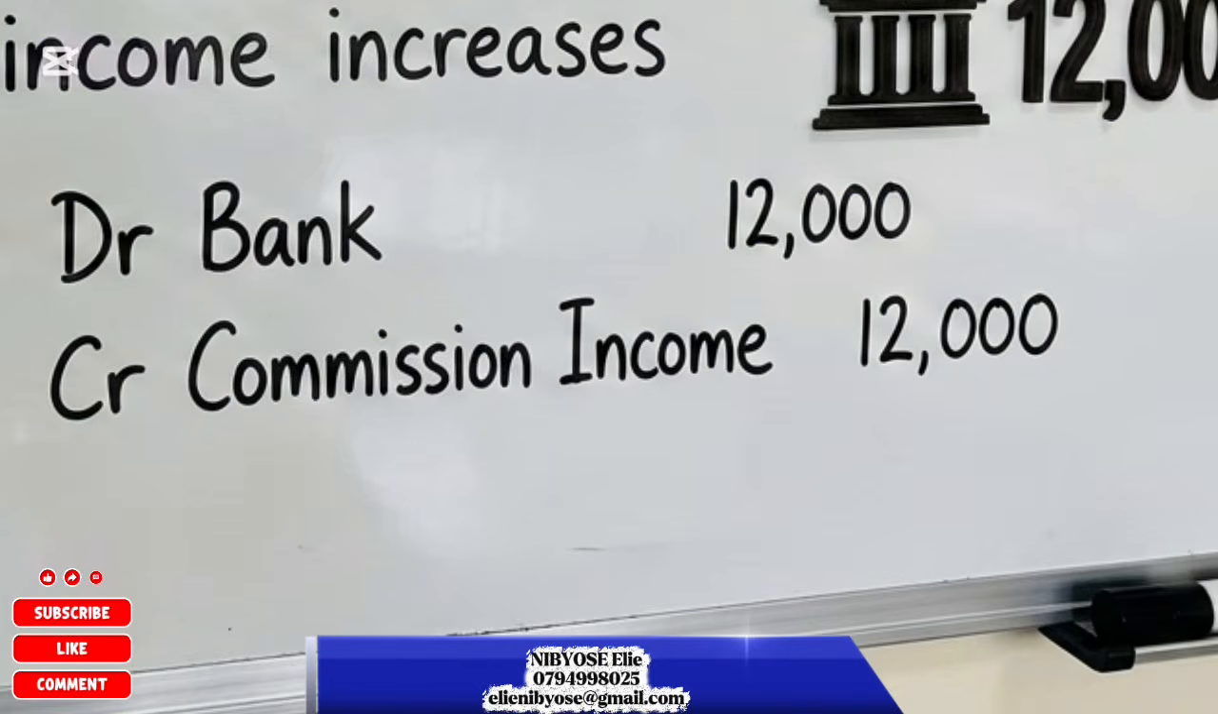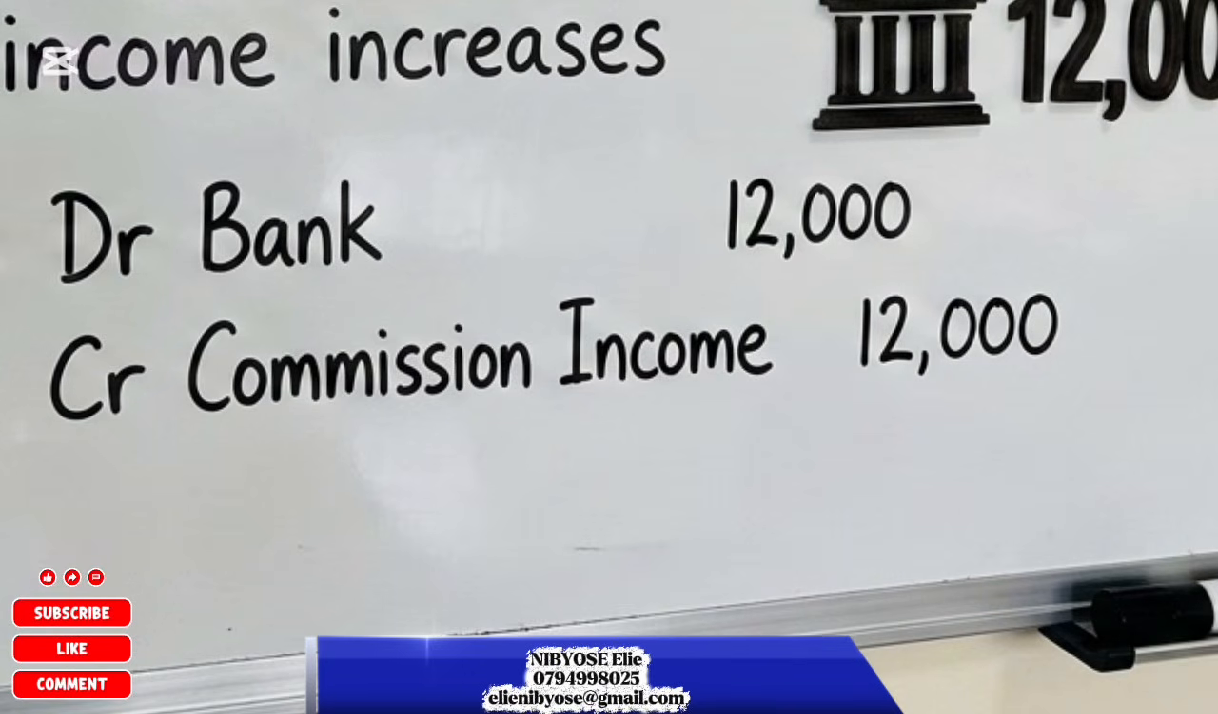So on 18 October, the commission received of 12,100 francs by check. So here the bank increases and the commission also increases. Because we received this commission by check, it means that our assets have been increased on the bank account, because the transaction is made by check.